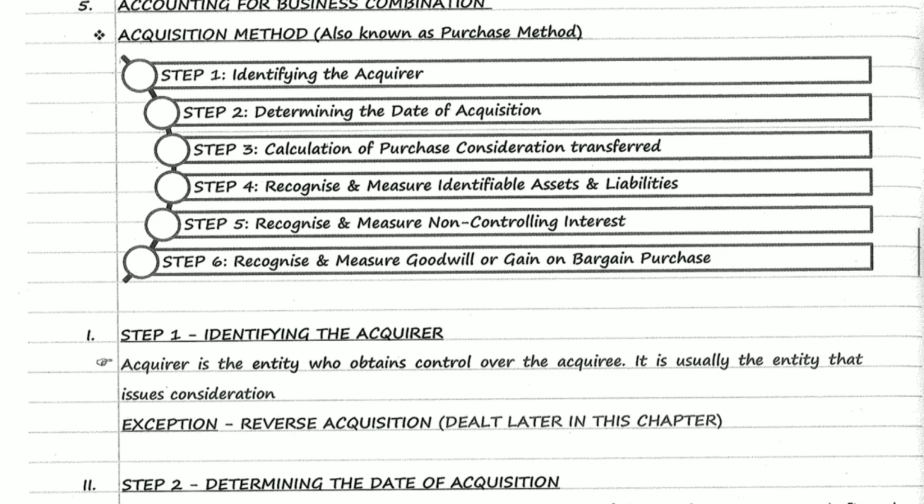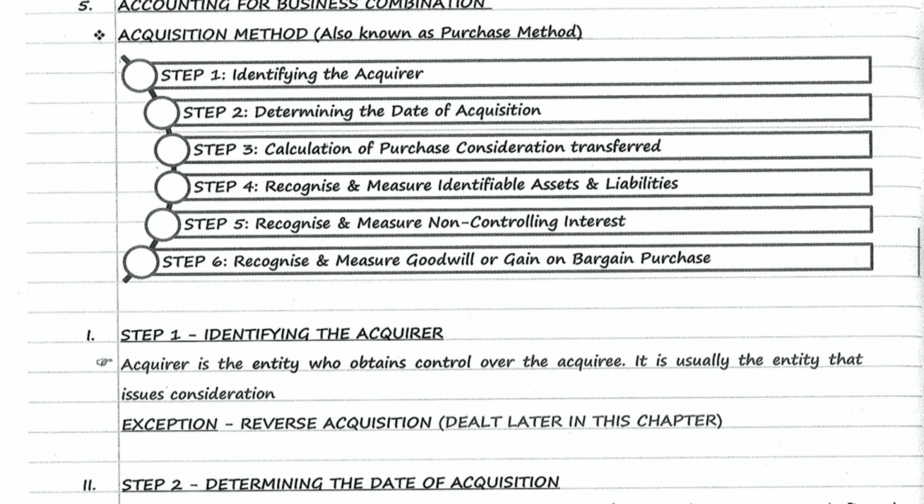Under that, first step, identify the acquirer. Acquirer means who obtains control. The entity which pays consideration is the acquirer. There is an exception to the control or consideration condition, which is the reverse acquisition case. In case of reverse acquisition, the acquirer will be different.